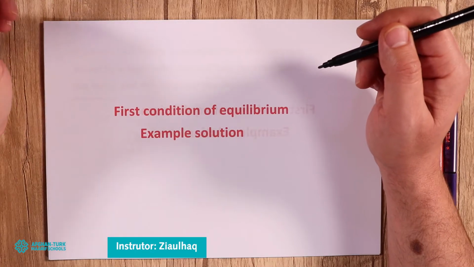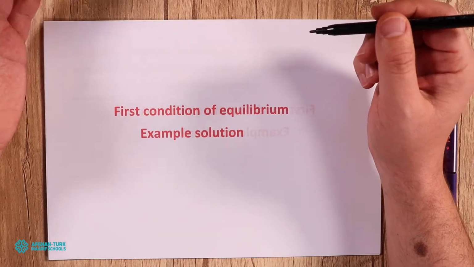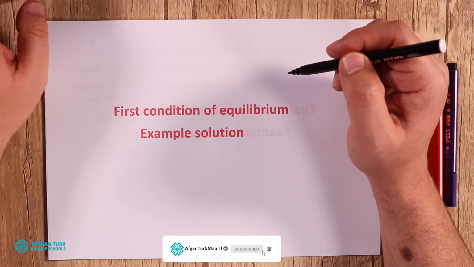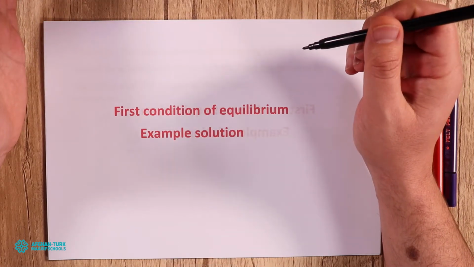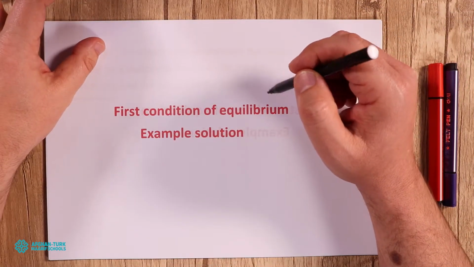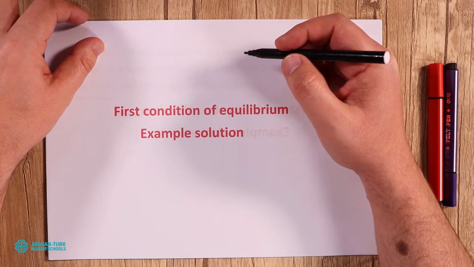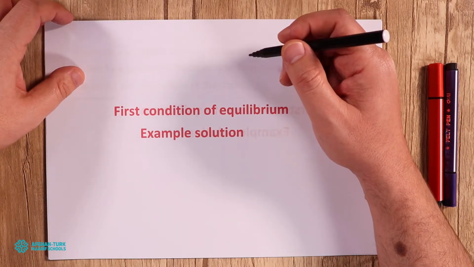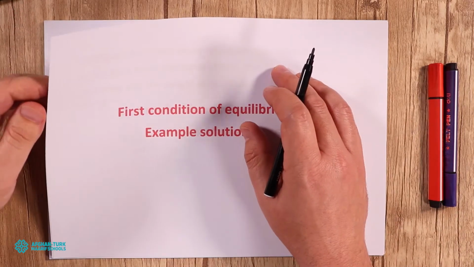Okay, dear student, today we are going to solve some examples of the first condition of equilibrium. We already discussed and studied the first condition of equilibrium, but today we are going to solve some examples of it. Let's see them one by one. Okay, the first one.